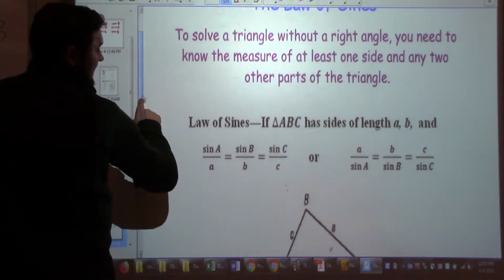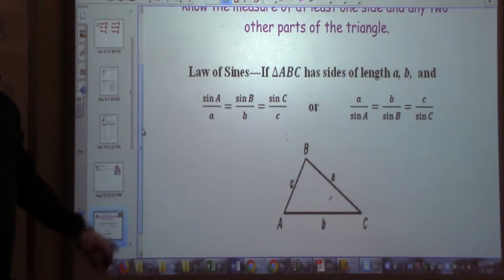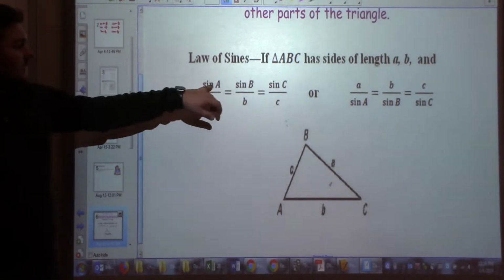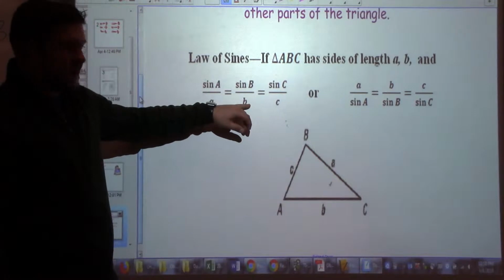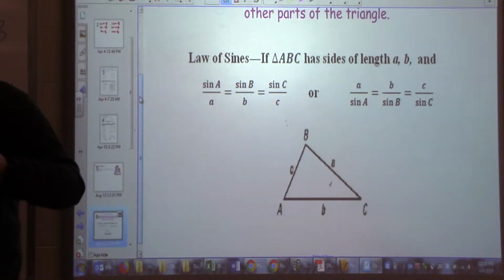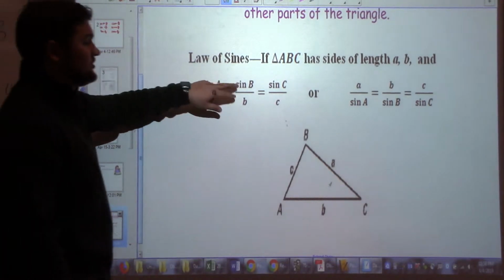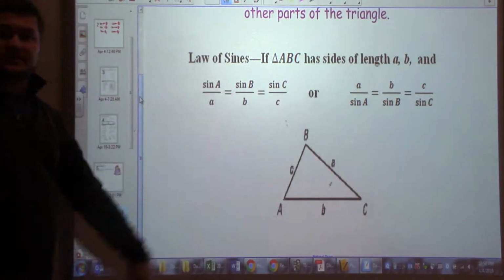So, the law of sines, it's just one big ratio. Right, so what happens is sine of angle A over side A equal to sine of angle B over side B equal to sine of angle C over side C. It's one big ratio. You can flip them over as long as you have both side lengths on top and then angles on bottom, or vice versa.